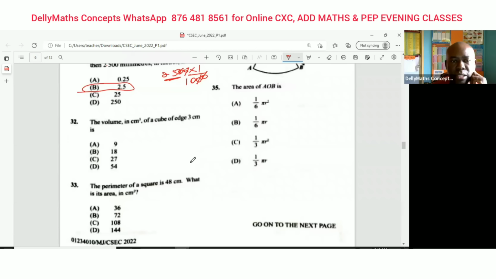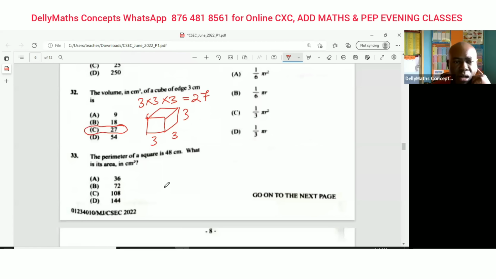The volume in centimeters cubed of a cube of side 3. If we have a cube here, looking at the cube, this is 3, this is 3, this is 3. So the volume is 3 times 3 times 3, and that's 27. There we go, right there.